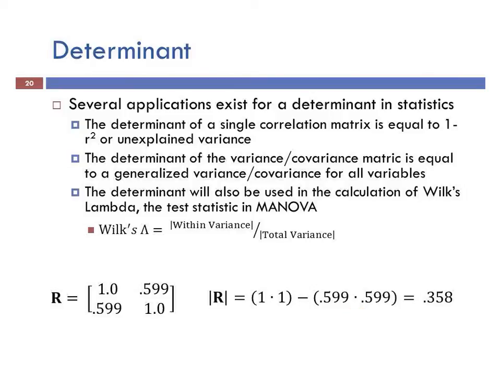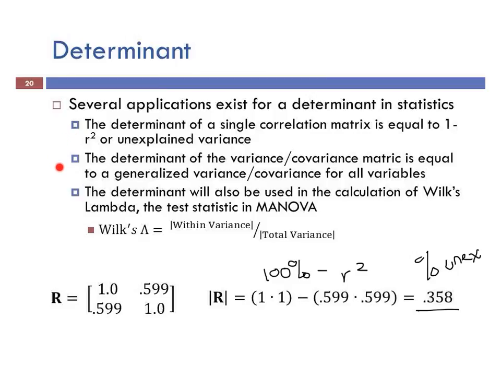0.599 squared is the same thing as essentially saying R squared. So I have 1, which is akin to 100%, minus R squared, which is our percentage of explained variability. So if we do 100% minus explained variability, what we have left is the percentage that is unexplained. So that's this first application of a determinant.